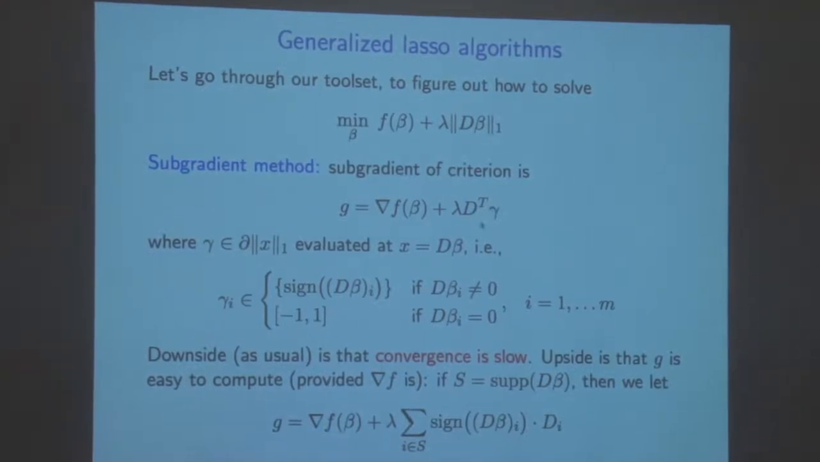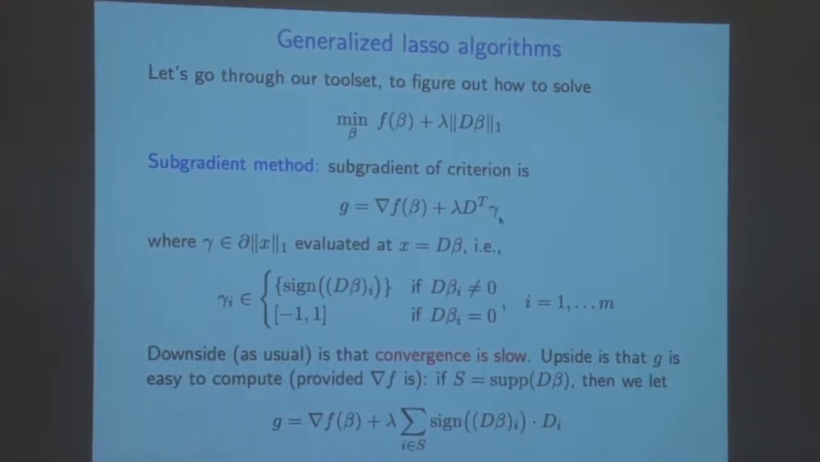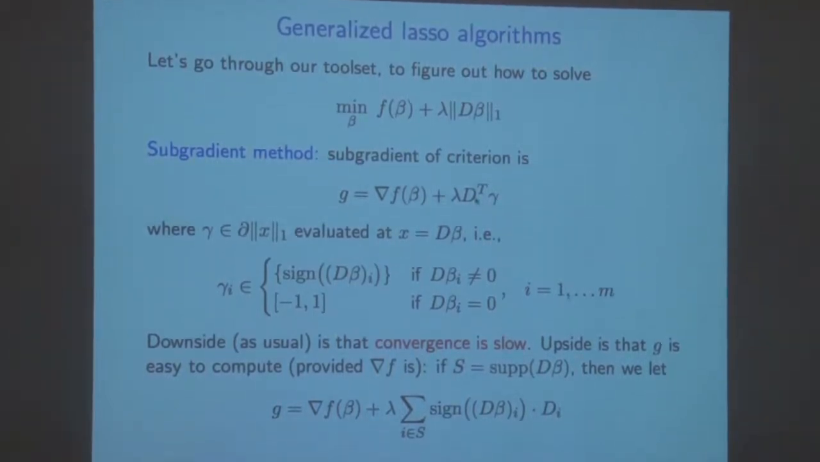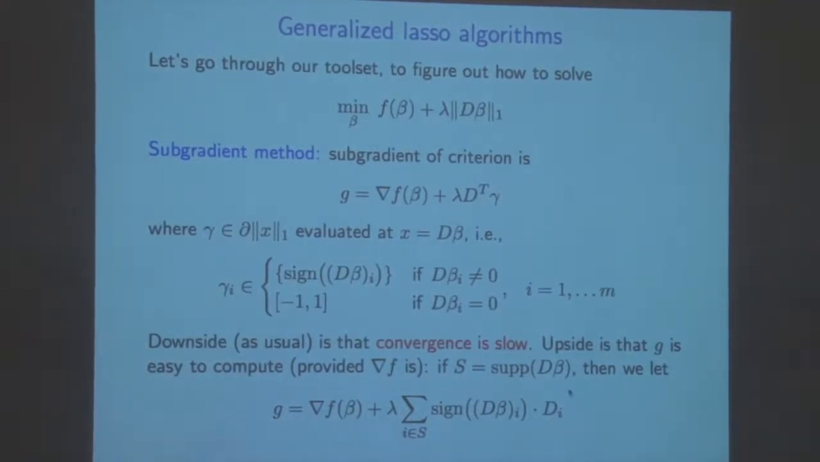Because I can just let gamma be equal to minus 1 and 1 on the support of d times beta and 0 everywhere else. That is a valid subgradient. And if I do that, then I actually have to take a linear combination of a small number of rows, right? Because really, d transpose times gamma is a linear combination of the columns of d transpose or the rows of d. That's all I'm saying. So I only have to remember the rows of d that correspond to non-zero entries when I multiply d times beta. This might be a very small sum if lambda is large enough.